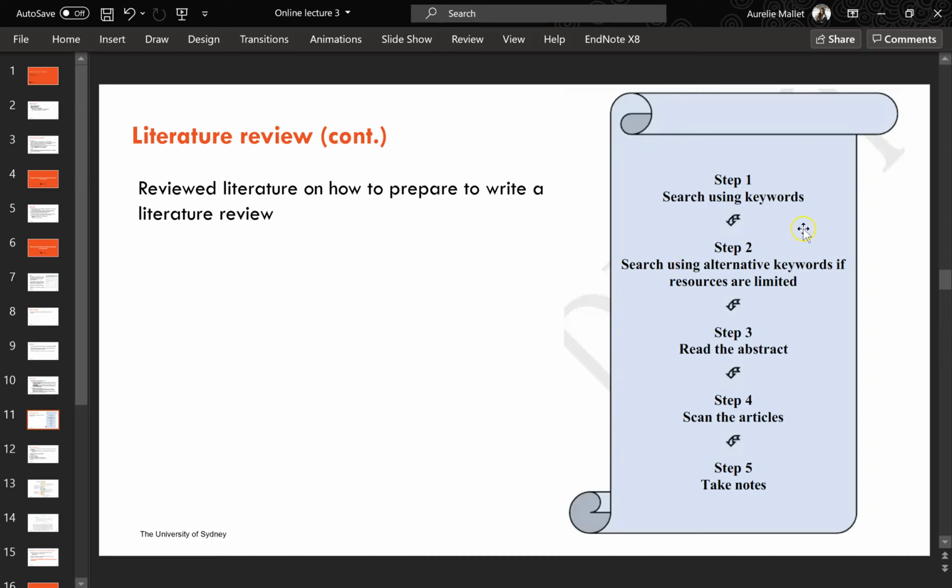You can search articles by using keywords that you're looking for. Then you can use alternative keywords. You have to make sure that the sources that you're looking up are credible sources as well. Once you've identified the articles, the papers that you would like to read, you read the abstract to start with. The abstract just gives you an overview of what the article is about. So then you can make a decision as to whether you want to continue reading it or not. And once you've compiled a list of articles to read, you scan them, and then you take notes. And in the workbook, they actually show students how to take notes.